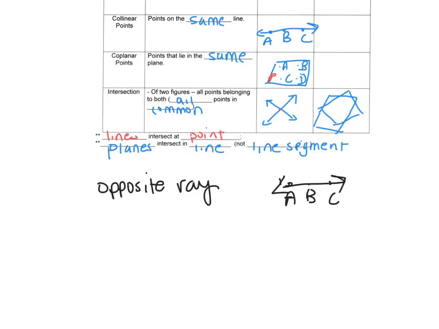An opposite ray says that, to create this line, because an opposite ray really is just a line, that's all it is, I create a ray BA going this way, and I create another ray BC going this way. So it's opposite rays that create a line. Here, ray BA and ray BC are opposite rays. They have the same endpoint and they go opposite directions, but ultimately they're going to create that line.